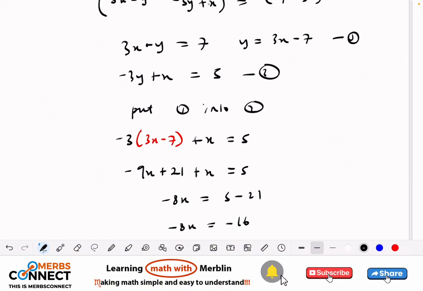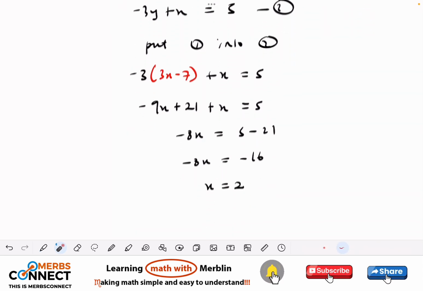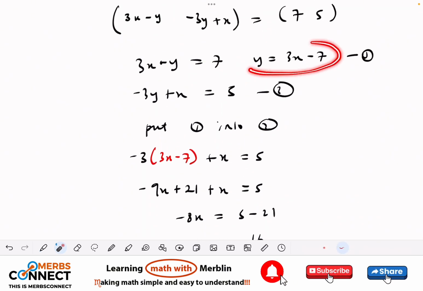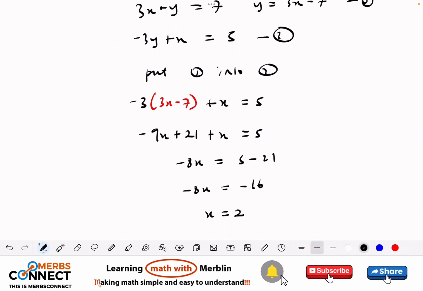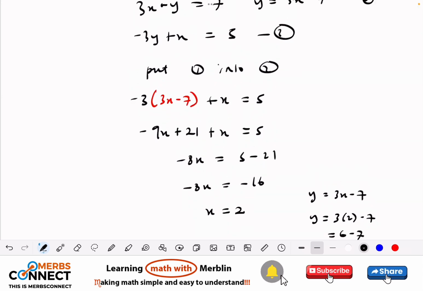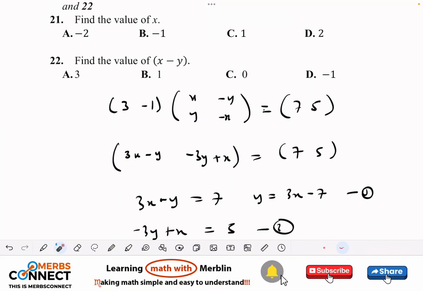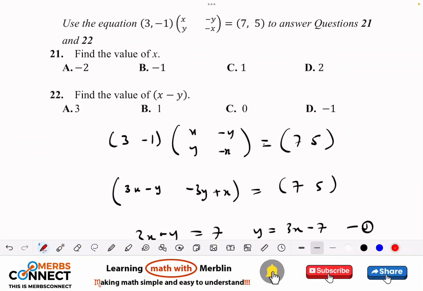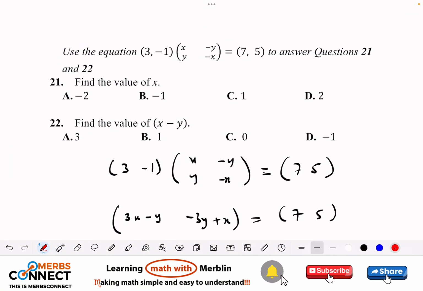So what can I do here? I can plug x is equal to 2 into equation 1 here. So y is equal to 3x minus 7. So y will be equal to 3 times 2 minus 7, 6 minus 7, and y should be minus 1. So x is 2, y is what? Minus 1. So x is 2, which is d here, and then y is minus 1.